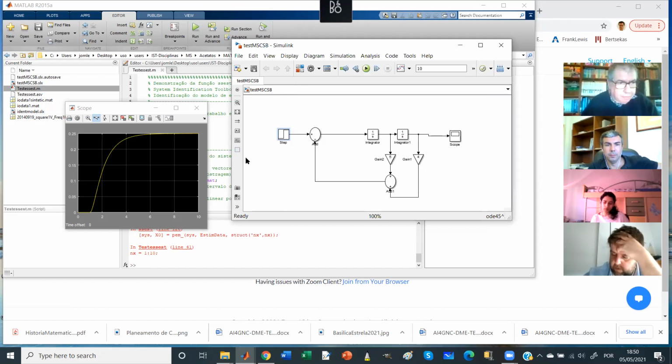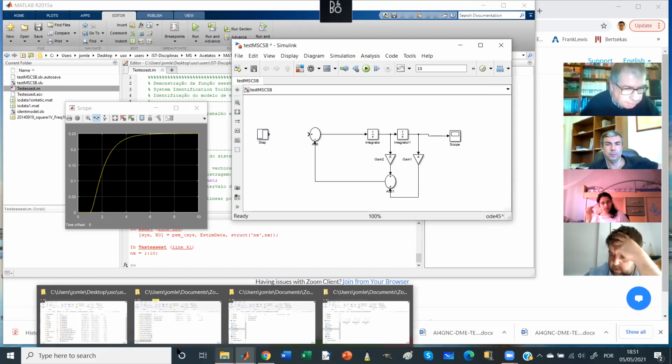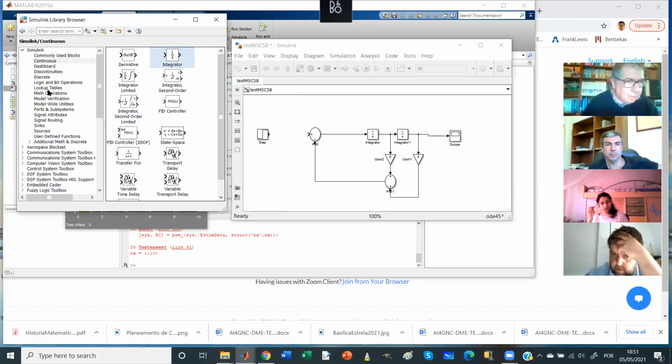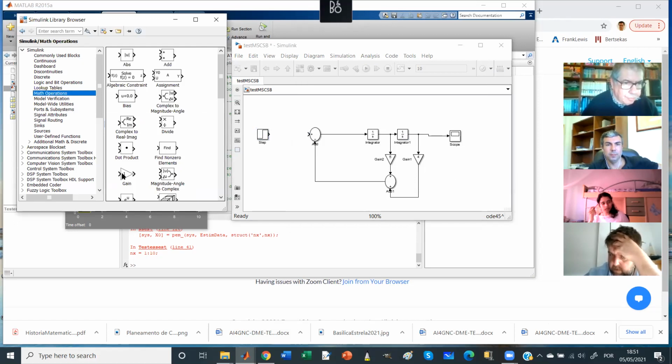Now, if I wanted it to go to 1, maybe a simple way is to multiply this by a factor. So let's pick up, instead of flipping and flipping and flipping, gains, math operators, gain. I multiply this by 4.